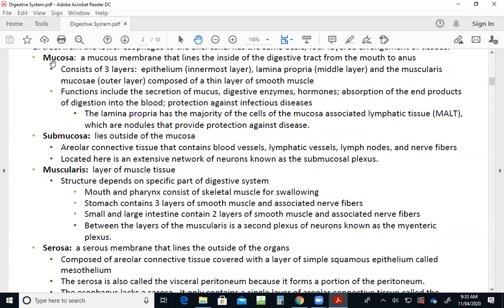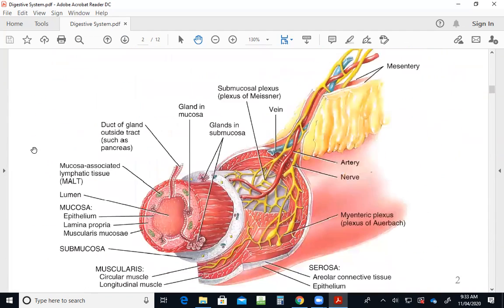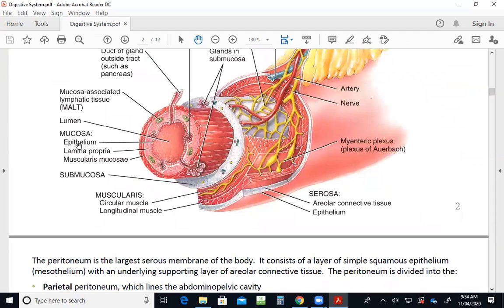Keep your head straight. This is deep. This is superficial. So we're going from inside out with our rundown here. The mucosa of our digestive tract is a mucous membrane that lines it. And we find this in our mouth, as it says there, all the way down to the anus. There's 3 sublayers to the mucosa.